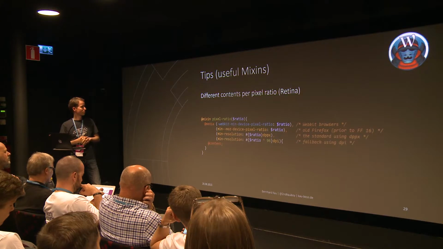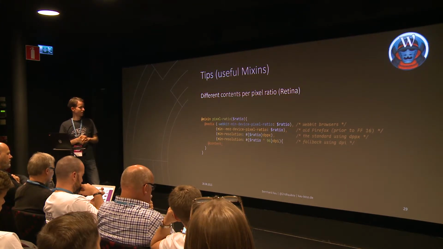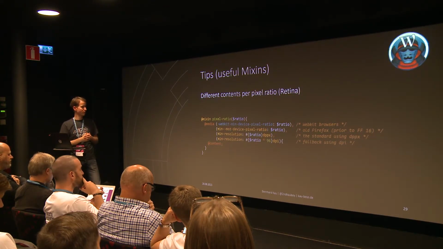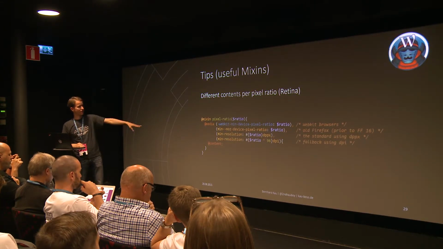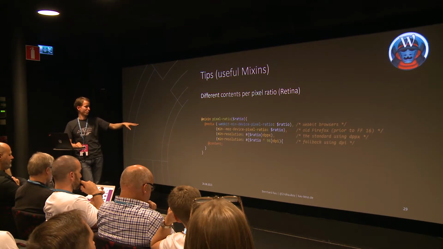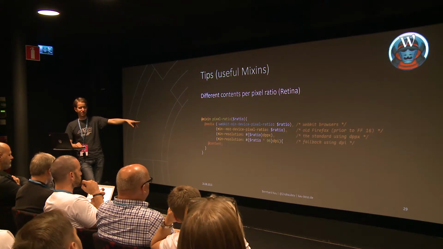Then some useful mix-ins I wrote myself while using SASS. One mix-in is for pixel ratio. Sometimes you want to show different images, or you want to make things differently when you have a retina display. And here you can see the different variants of how to get the pixel ratio out of a browser. And especially the last one is not very easy here.